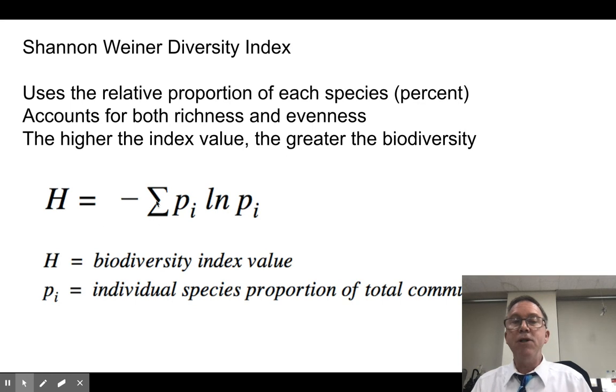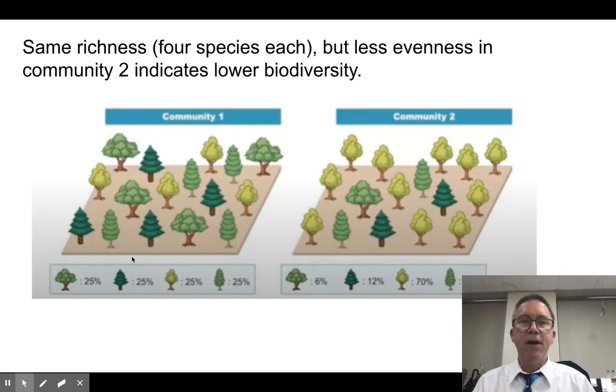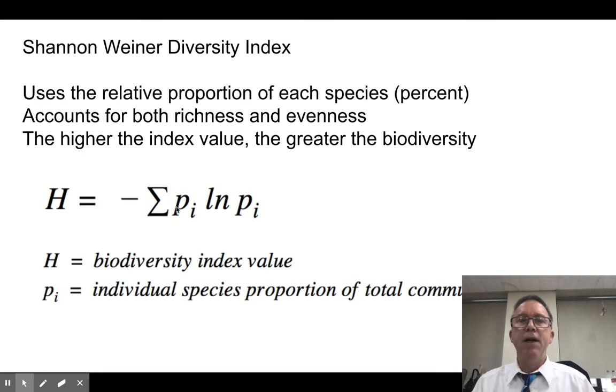So what we're going to do is take the summation of this. P is the proportion of an individual species out of the total number out there. So in that last example, on the example over here, P would be 25%. So what percent of the total does the species make up? But I wouldn't write it as 25%, I'd write it as 0.25. So I just take that 0.25 times the natural log of 0.25.